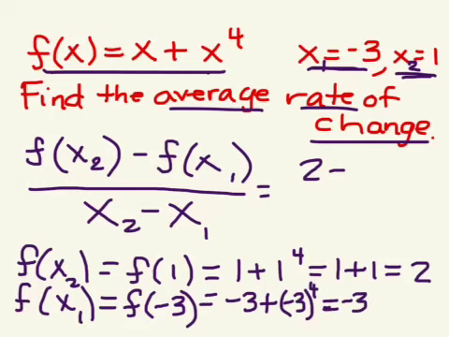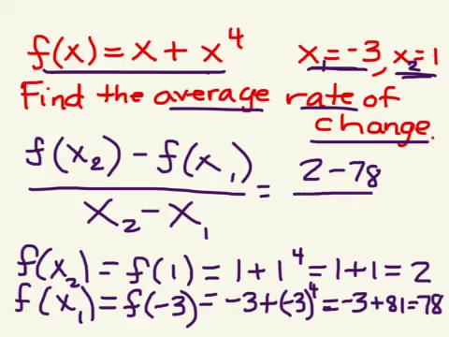So negative 3 times negative 3 is 9. 9 times negative 3 gives us negative 27. Negative 27 times negative 3 gives us a positive 81. So negative 3 plus 81 gives us 78. So f of x sub 1 is 78.